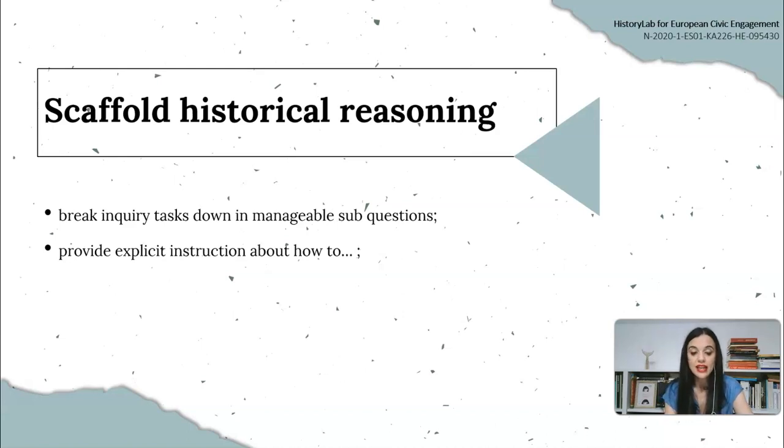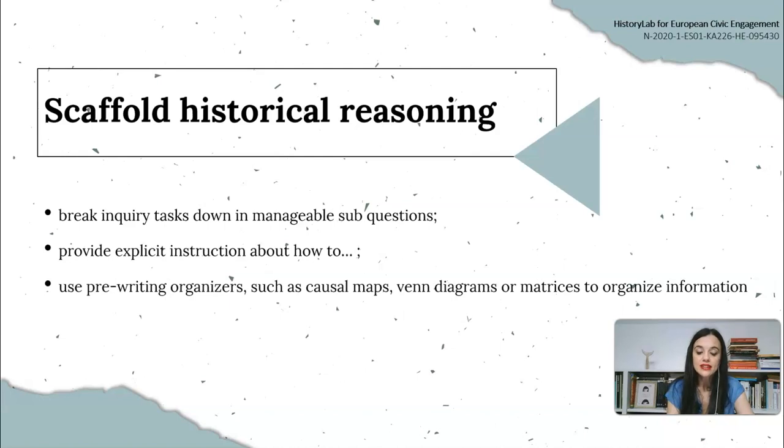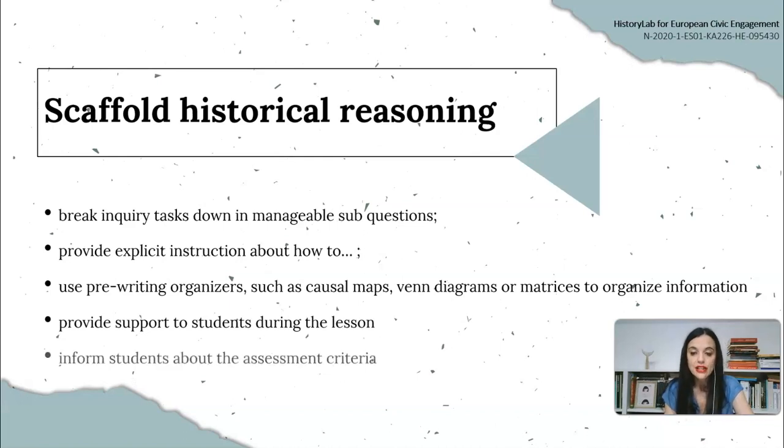When students analyze multiple sources to answer a given question, pre-writing organizers might be helpful to organize information, such as causal maps, Venn diagrams, or matrices. Finally, teachers can inform students about the assessment criteria, for example, criteria used to evaluate the quality of a written historical argument.